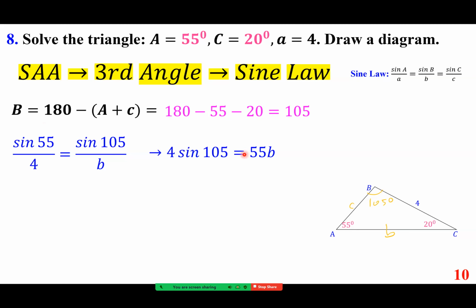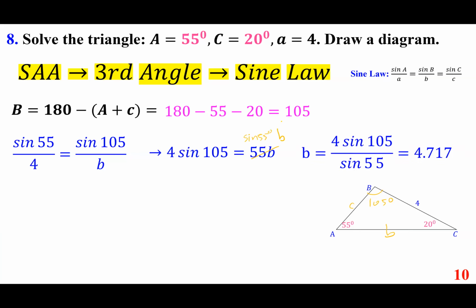This is sine, everybody, I think. Sine of 55 times b. And so b is 4 sine 105 over sine of 55. I wanted to show you this one with a little bit more details. Okay.